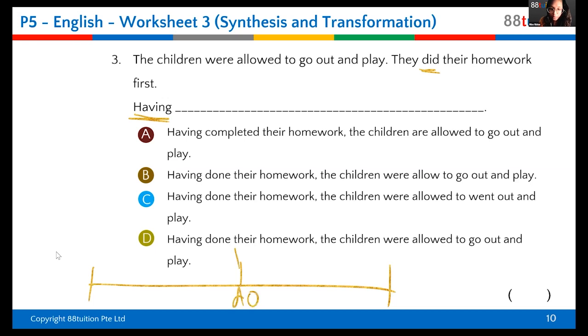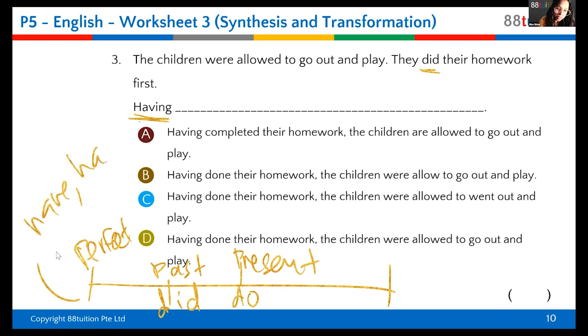do is present tense, right? The past is did. The perfect tense, where you use the word have, has, or had, right? In this case, the answer starts with "having," right? "Have" will be followed by the past participle. And the past participle of did is not did, it's done. That is why all your options are done, done, done. That is why you must change did to done, because did is past tense.